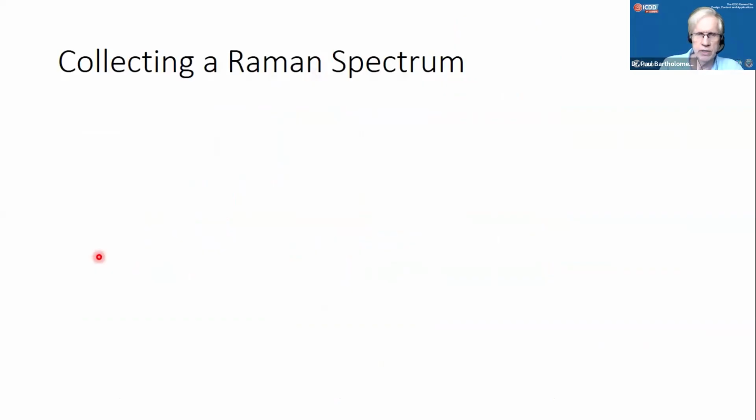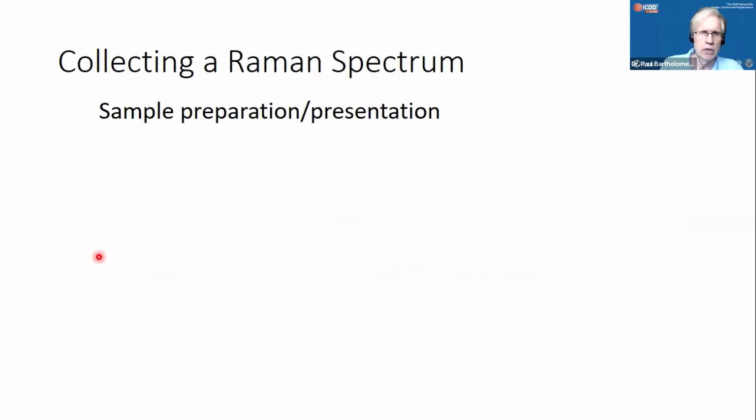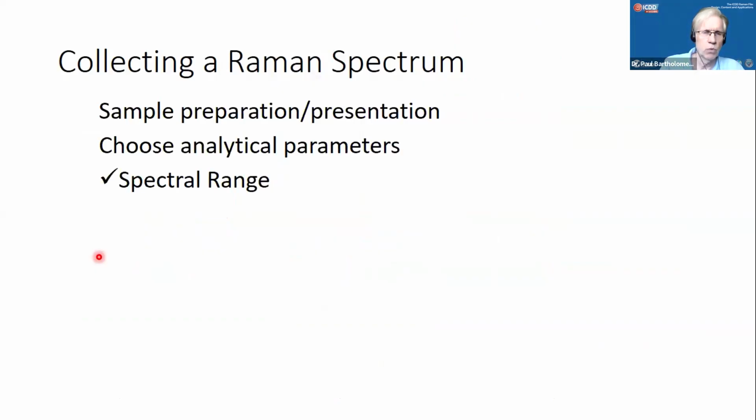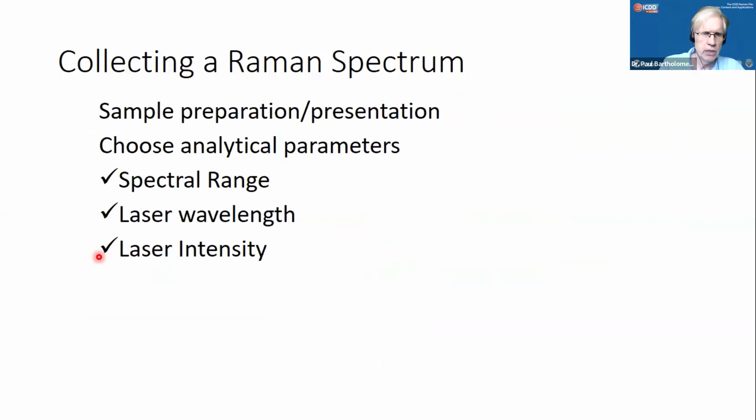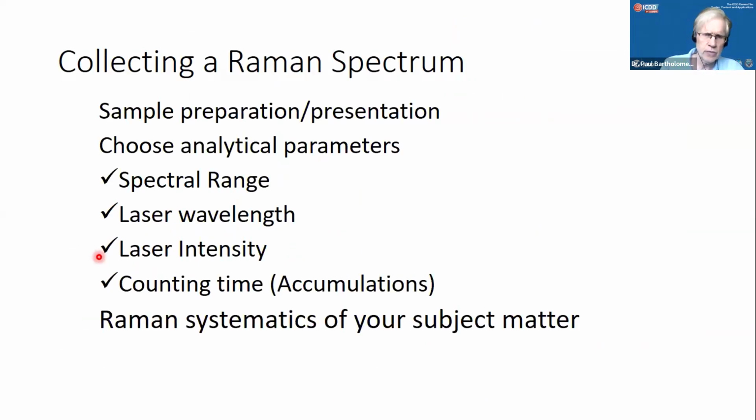All right, the business of collecting a Raman spectrum. We have to do our sample preparation, presentation. We have to choose our analytical parameters, including spectral range. What range of Raman shift we're going to look at, what laser we're going to use, what laser intensity we're going to use, how much time we're going to spend collecting data.